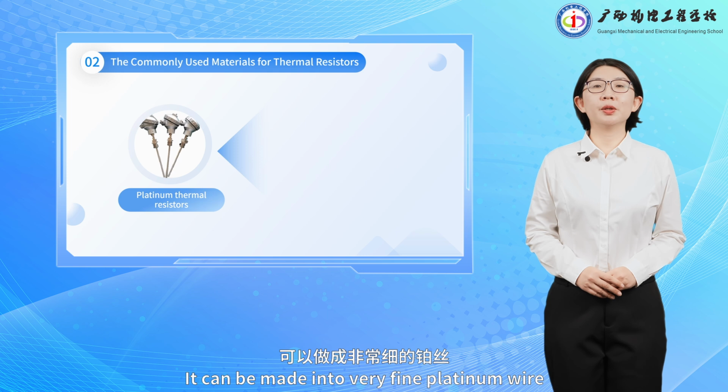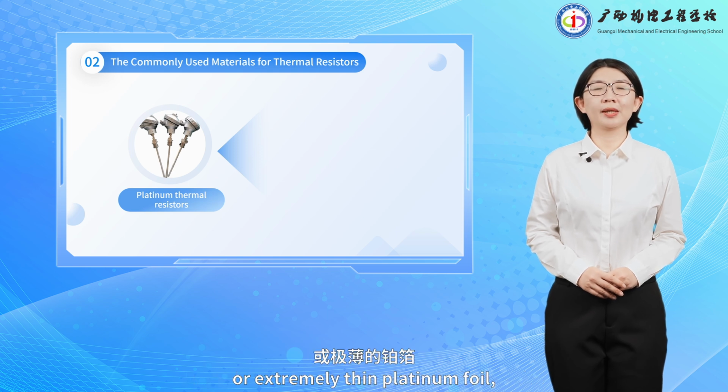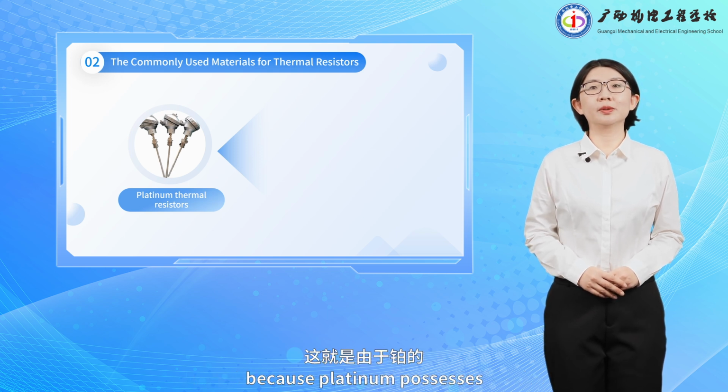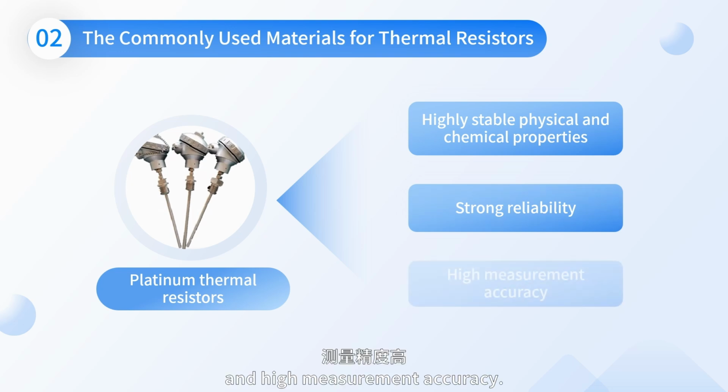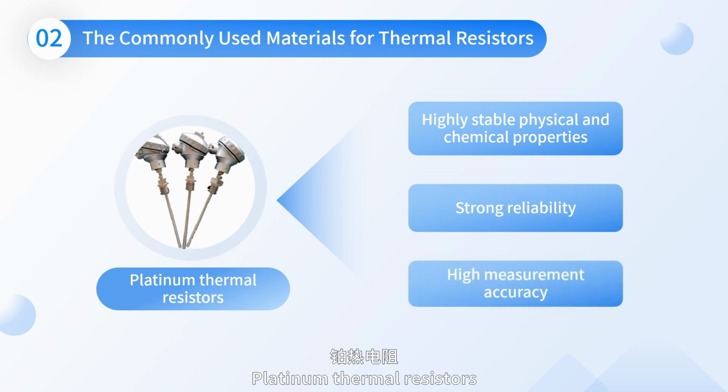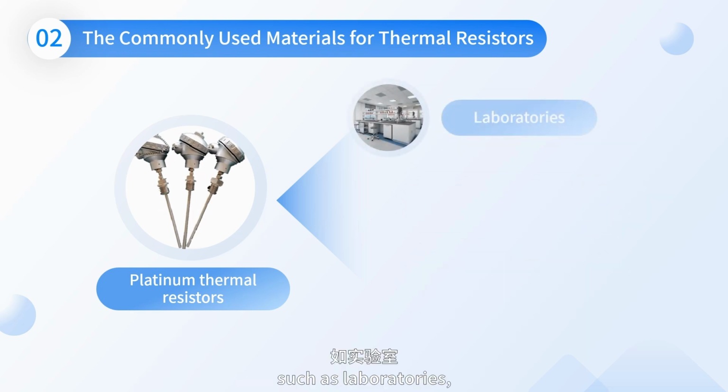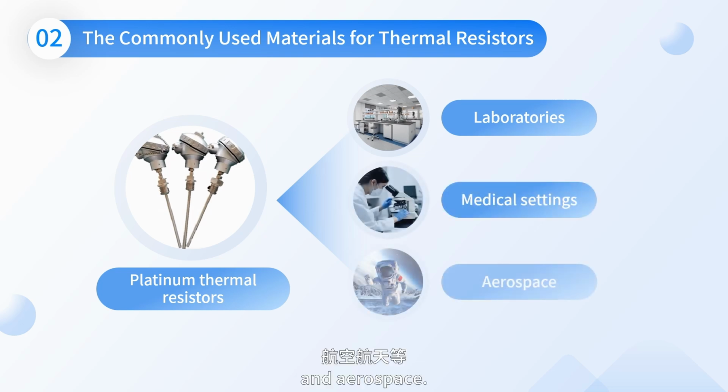It can be made into very fine platinum wire or extremely thin platinum foil because platinum possesses highly stable physical and chemical properties, strong reliability, and high measurement accuracy. Platinum thermal resistors are commonly used in high-precision temperature measurement fields such as laboratories, medical settings, and aerospace.